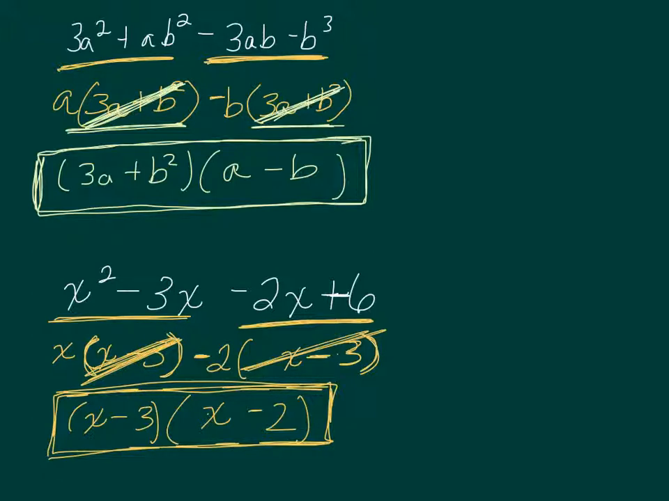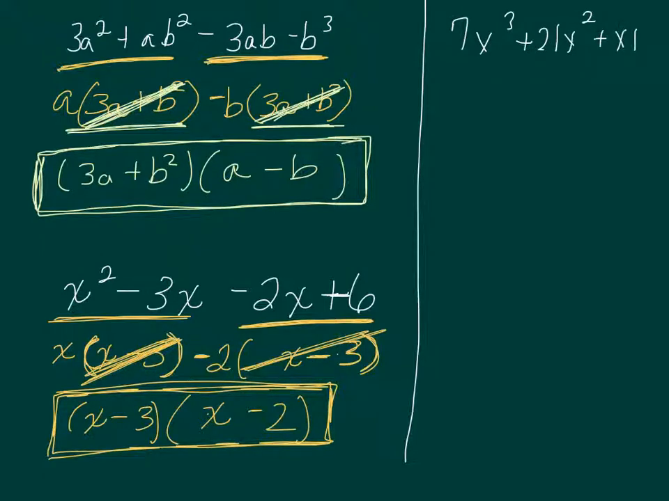What do you think? All right, let's look at a couple more, and then I'll give you a chance to try some. All right, so let's look at this one. What if I have 7x cubed plus 21x squared plus x plus 3?